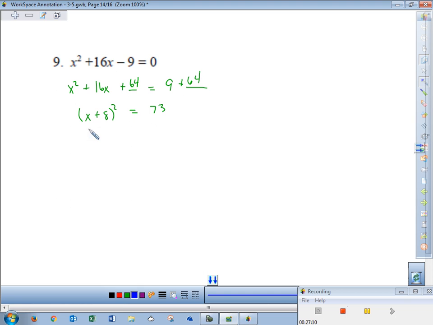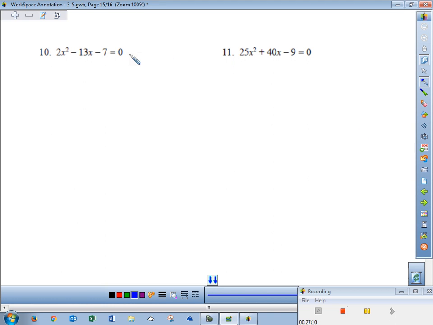Square root both sides. Plus or minus the square root of 73. You can work yourself backwards to see if that can simplify. It's not going to. So x equals negative 8 plus or minus the square root of 73. Done. Solution set: negative 8 plus the square root of 73 and negative 8 minus the square root of 73. So, pretty slick.